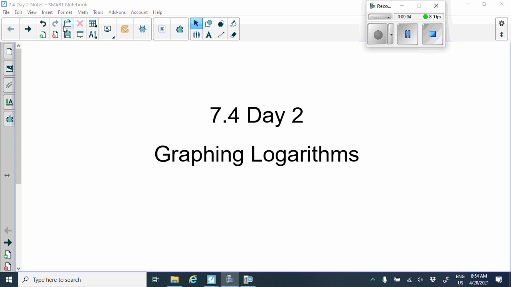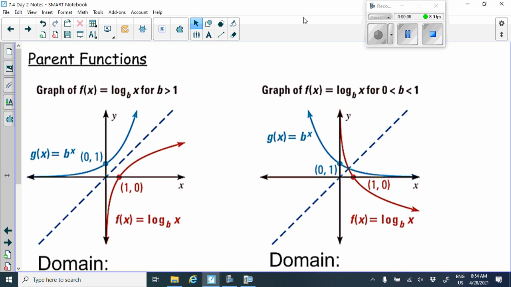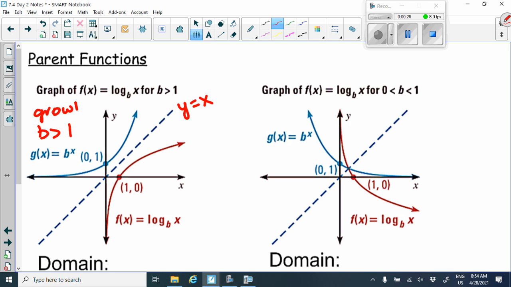We are graphing logarithms. As we said, the logarithm is the inverse of an exponential. So when it's an inverse, that means it reflects over the line y equals x, as we can see. If our exponential was a growth, where b is greater than 1, when it reflects, this would be our logarithm here. I'm going to do it in red. So what's in red? That's our log.